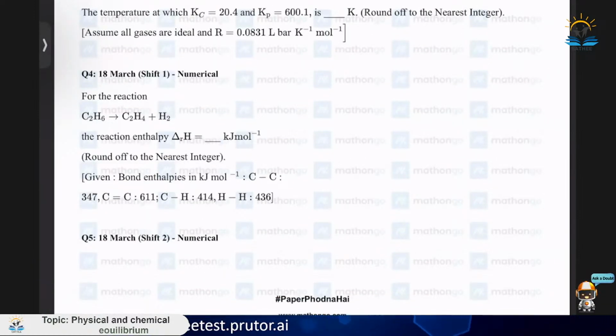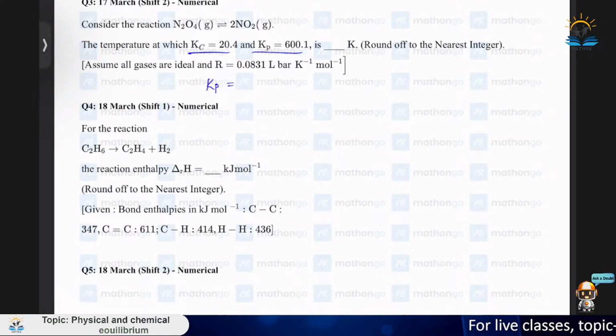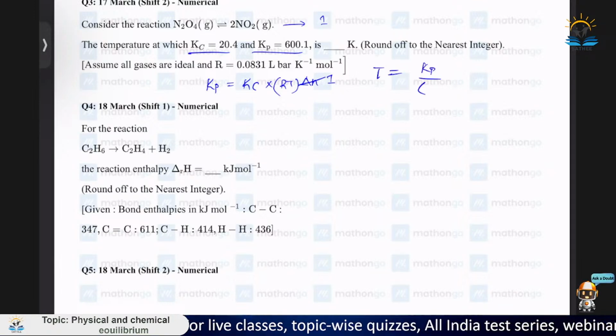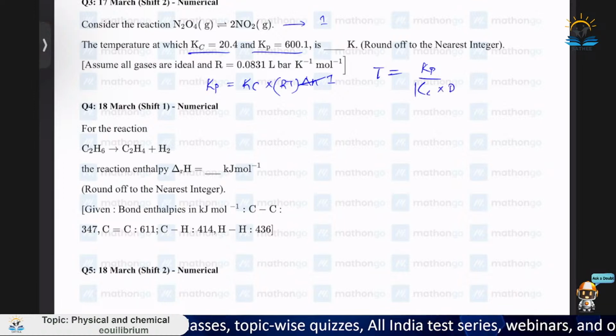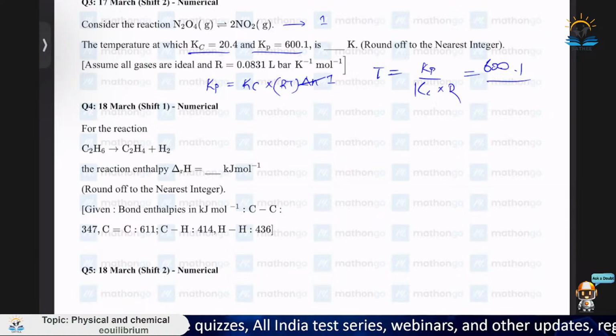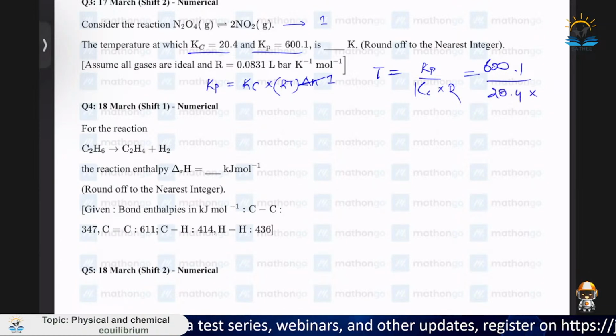Considering the reaction, N2O4 gives 2NO2. Temperature at which Kc is this and Kp is this. So they are asking, Kp is equal to Kc into RT to the power delta N. And delta N, as you can see, is 1. So they are asking us the temperature at which this much Kp and this much Kc is there. You also multiply by R. So Kp they have given 600.1, Kc they have given 20.4, and R is 0.0831.